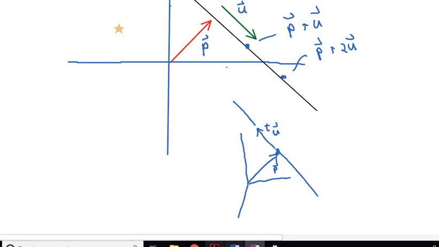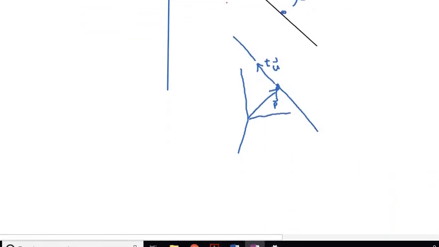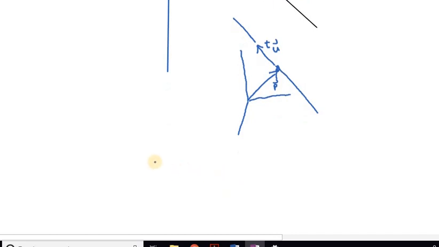Now, suppose I don't just allow going out in one direction, but I allow going out in 2 directions. Okay, so I can say P plus, let's say, tu plus sv. All right, where t can be an arbitrary element of the real numbers, and s can be an arbitrary element of the real numbers. So what does this look like?